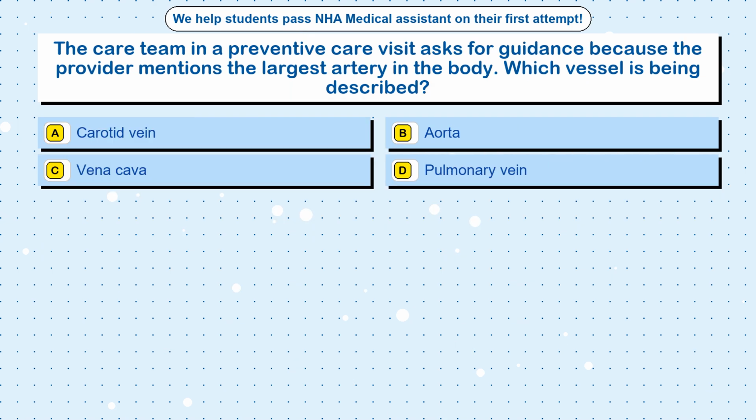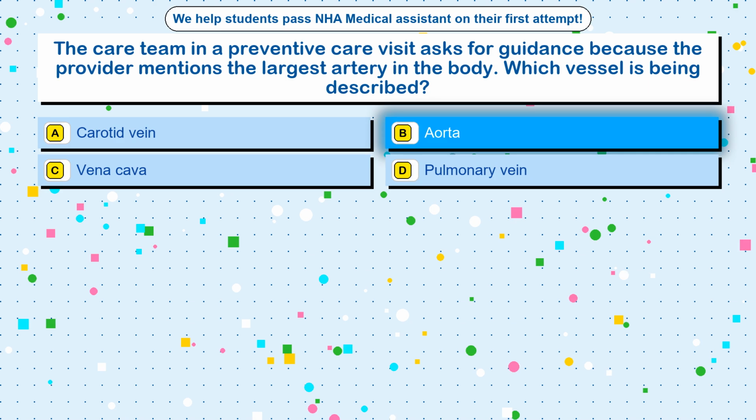Question 45. The care team in a preventive care visit asks for guidance because the provider mentions the largest artery in the body. Which vessel is being described? Option A, carotid vein. Option B, aorta. Option C, vena cava. Option D, pulmonary vein. The correct answer is option B, aorta.